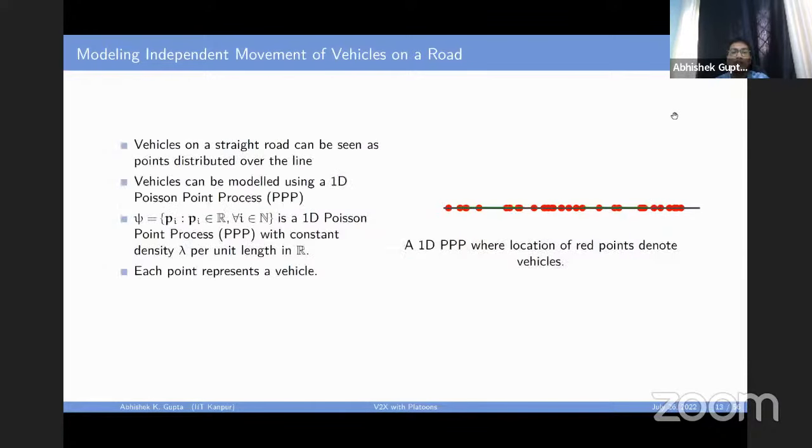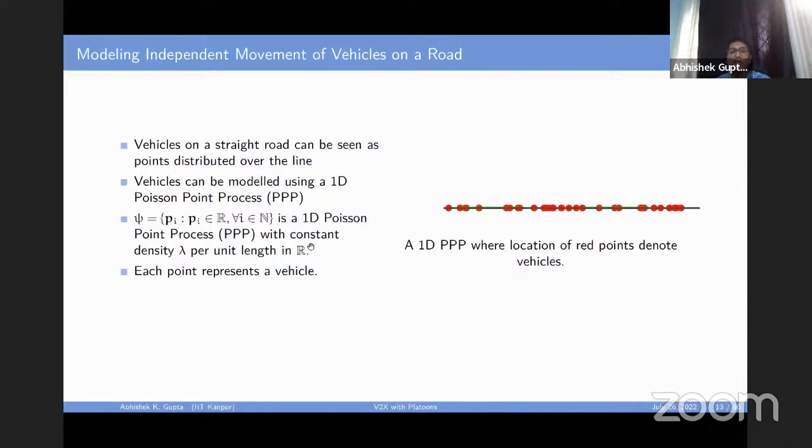Okay. So now the way we can model is the vehicles on the straight road can be seen as a point distributed over the line. Vehicles can be modeled using a one-dimensional Poisson point process for independent movement. So I denote psi as equal to pi, where pi is a point in the real line, and you have different numbers. So you have p0, p1, p2 like that. And these are all points in the real line, and together they construct a random set, which is the one-dimensional point process. And I'm assuming a uniform deployment of vehicles. So you have constant density per unit.